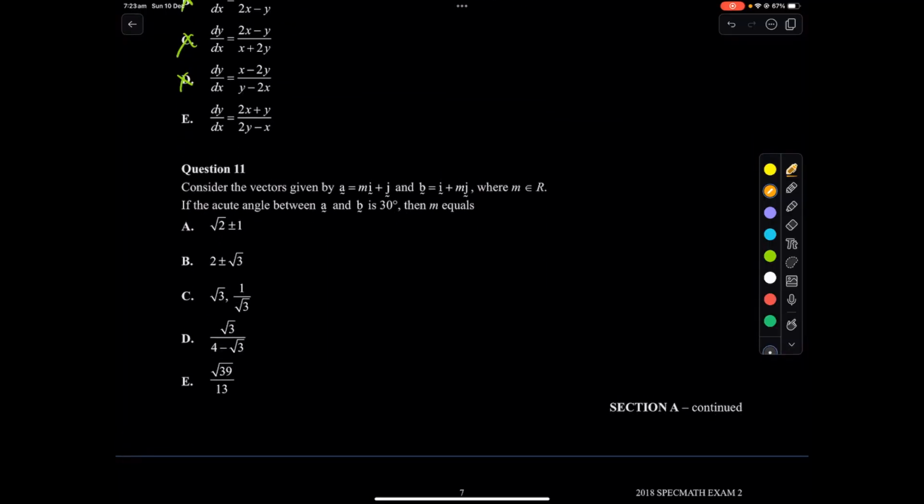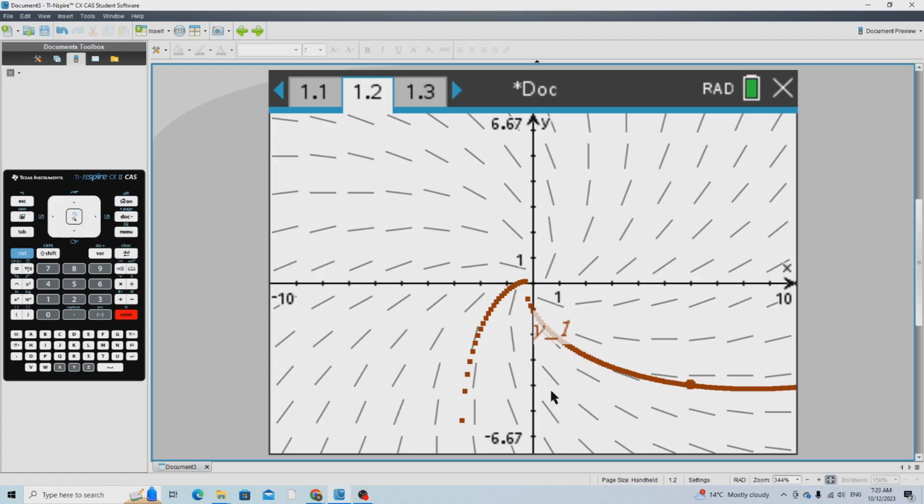Consider the vectors given by A and B, where M is an element of all reals. If the acute angle between A and B is 30 degrees, then M is equal to what? Nice and easy. So we know that the dot product of two vectors equals the magnitude of A times the magnitude of B times the cos theta. So your actual angle between them, which in this case is 30 degrees. Okay. Let's do it by calculator because it's quicker.